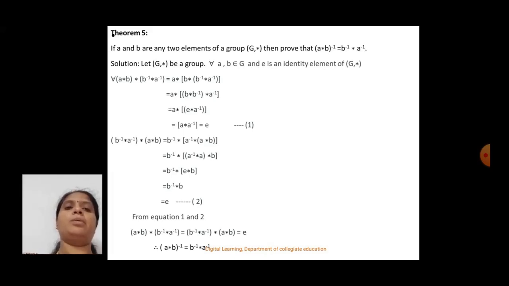Therefore, equation number 1 is (a star b) star (b inverse star a inverse) equal to e. Equation number 2 is (b inverse star a inverse) star (a star b) equal to e. Therefore, from equation number 1 and 2, we have got that (a star b) inverse is equal to b inverse star a inverse.